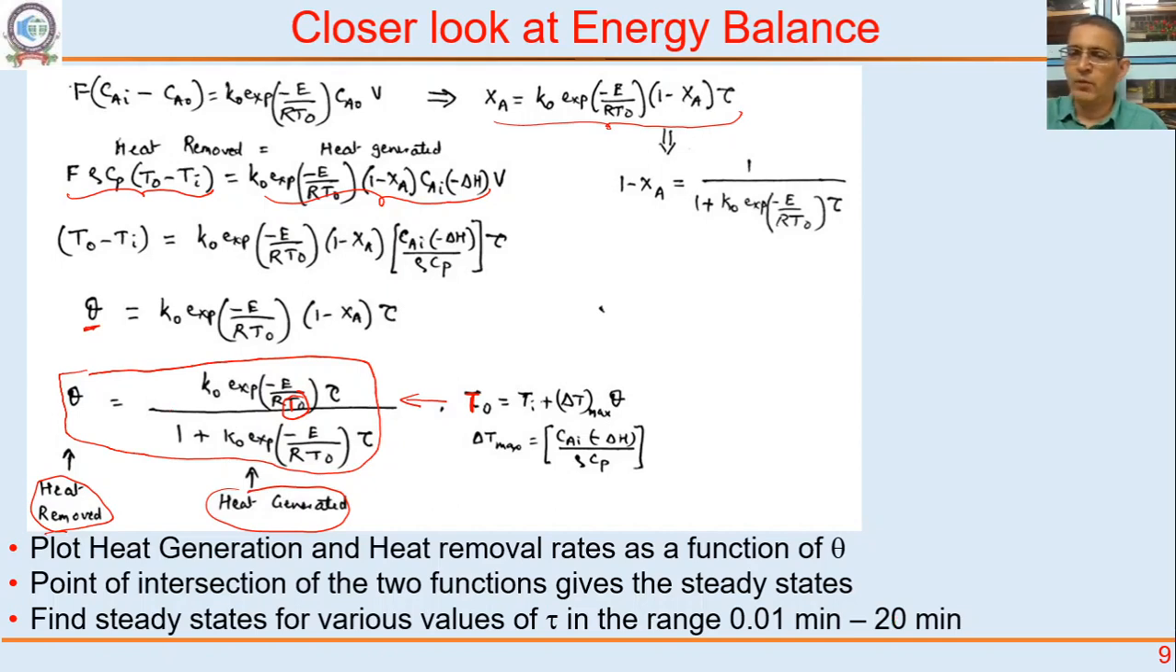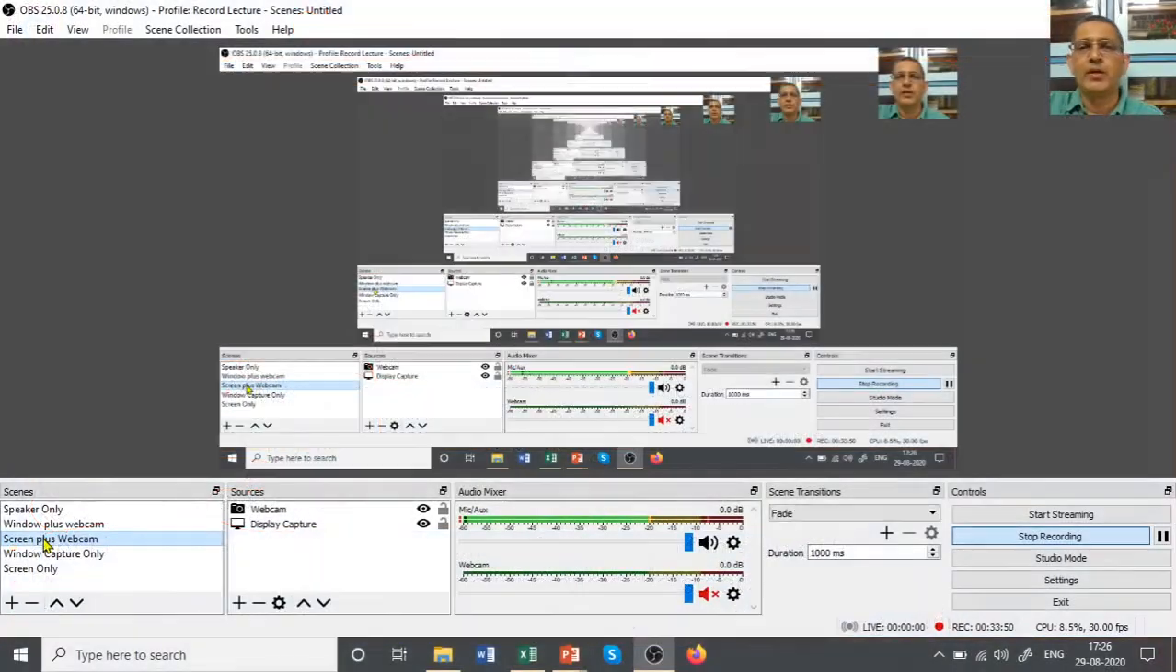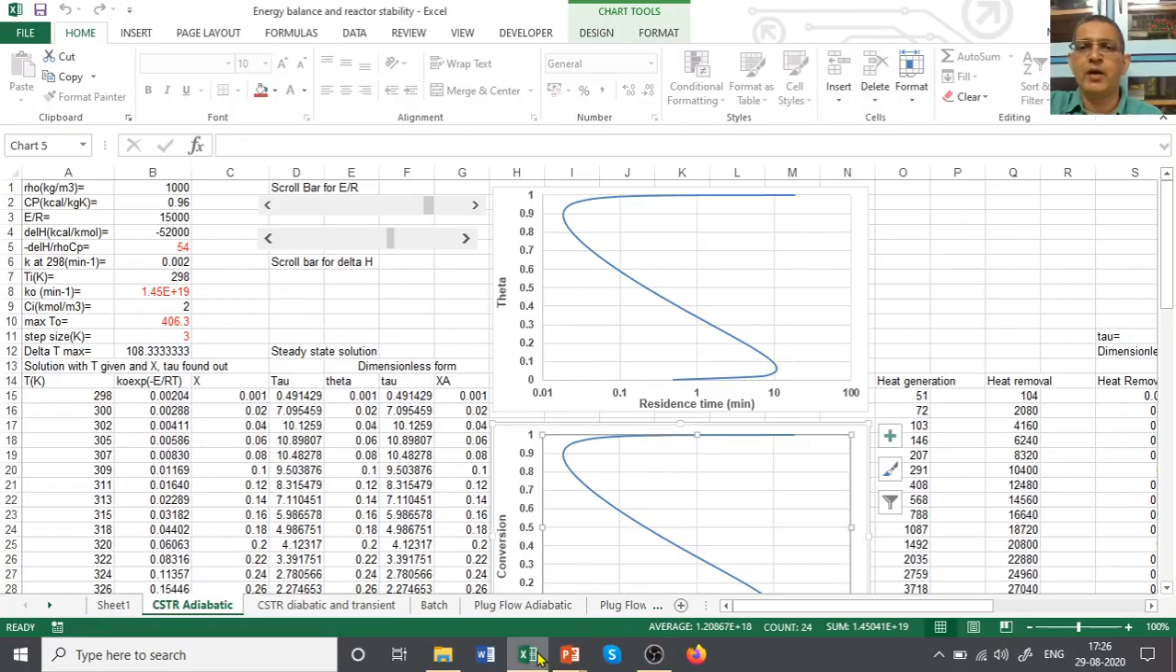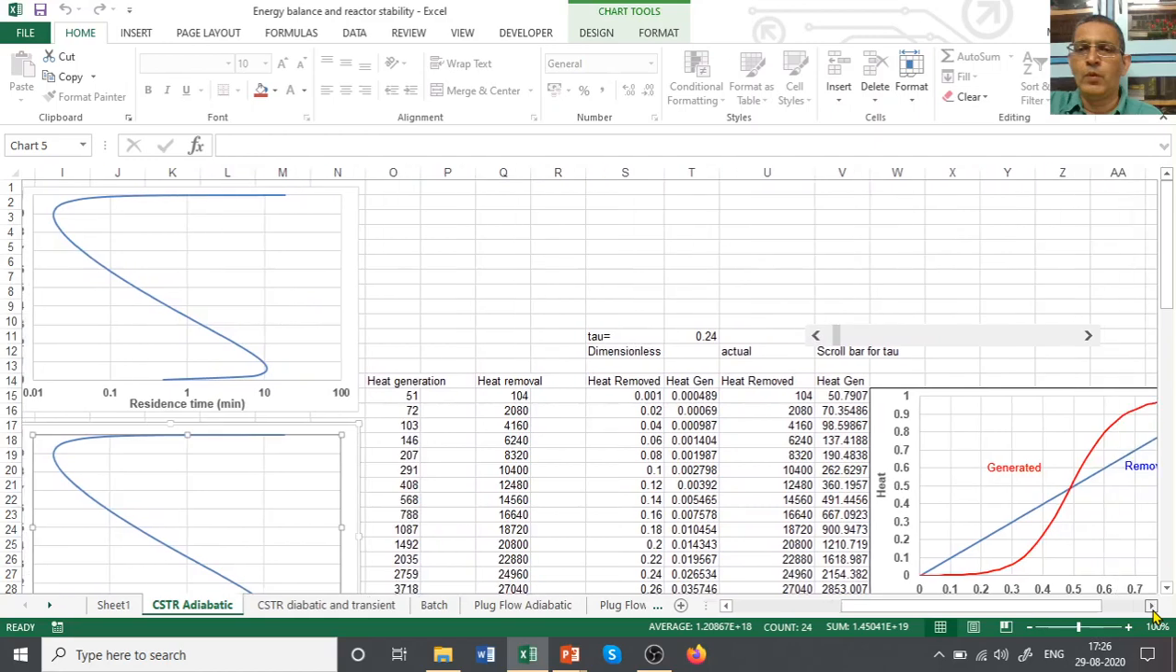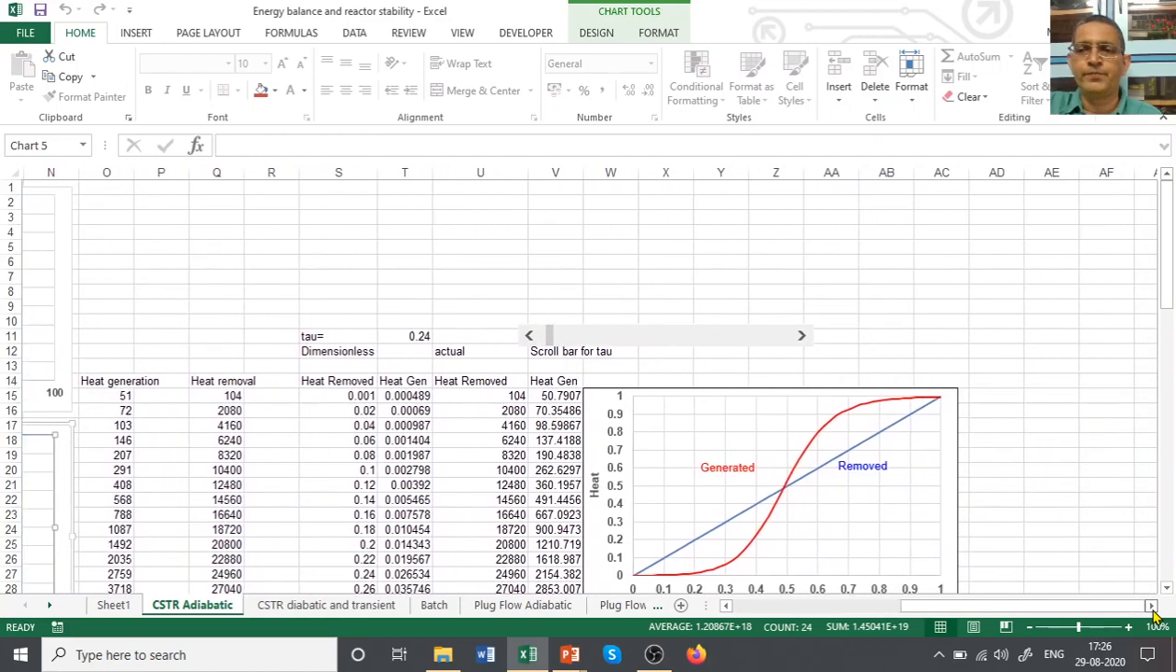Okay. What you can do again is resort to Excel and see how these things vary. So I have put this in Excel. You can do this as well. Look at this graph.